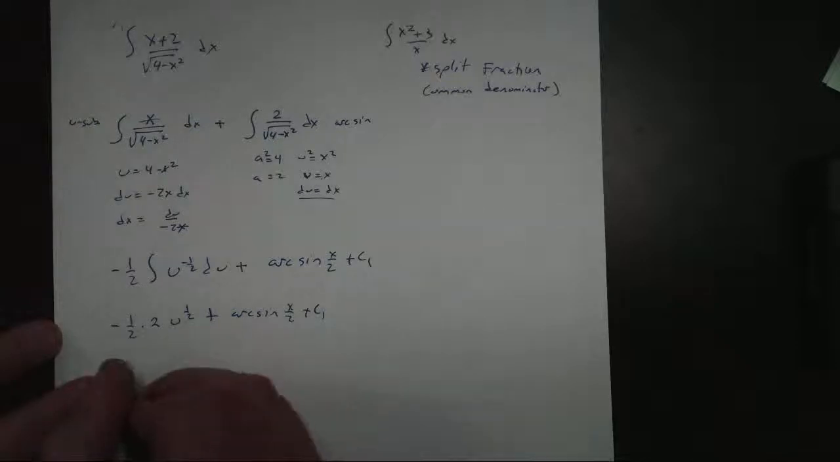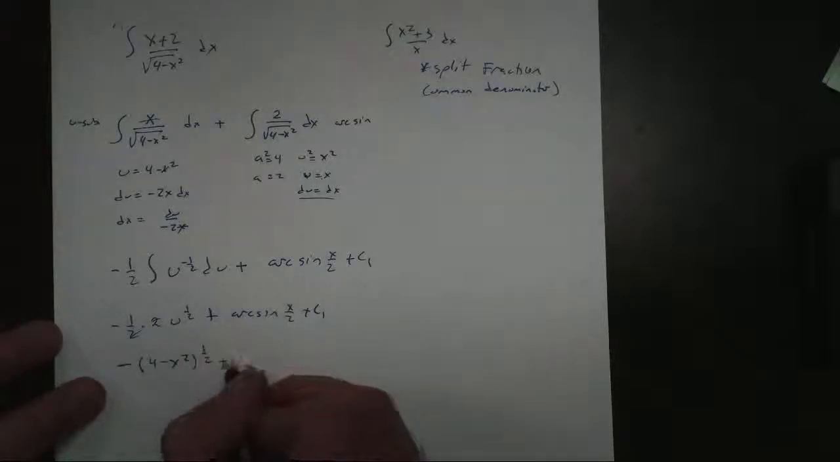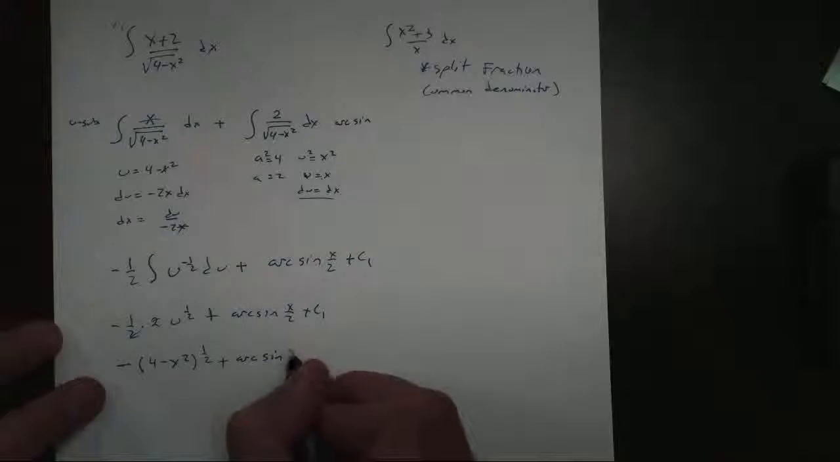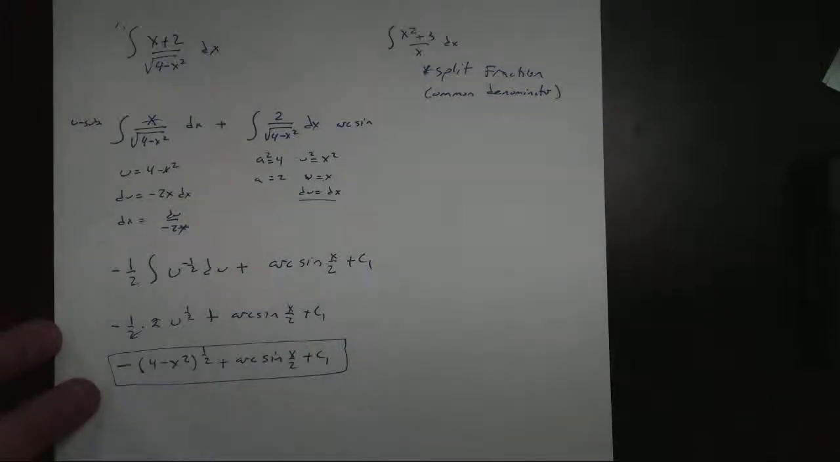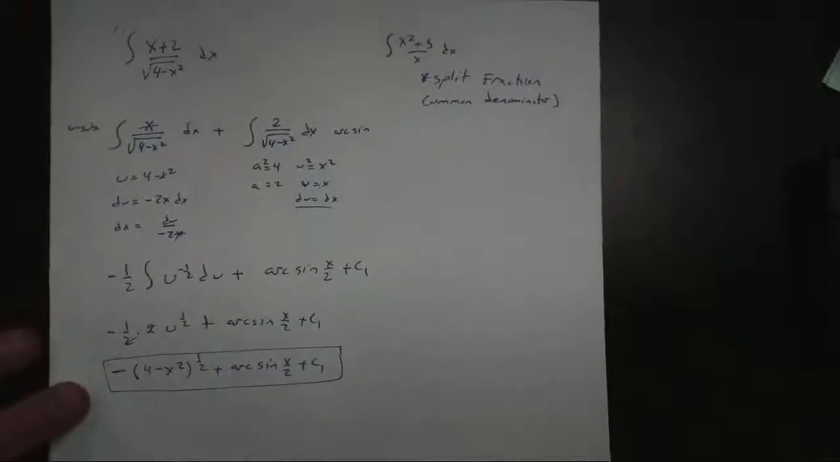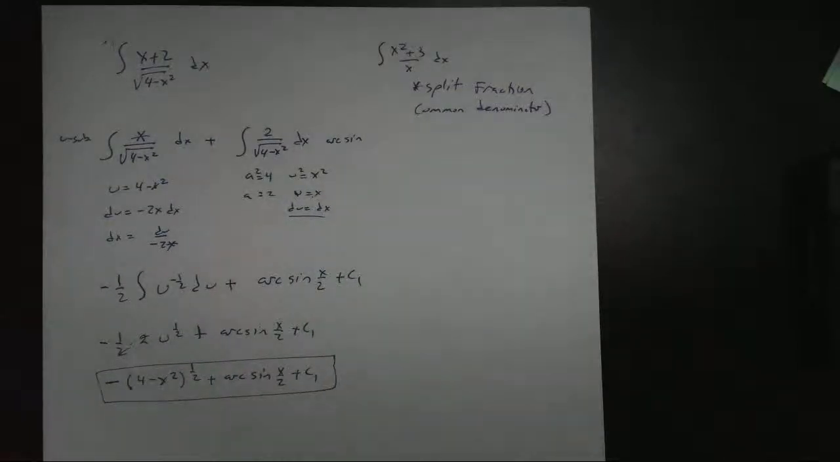And I just replace my u. This becomes negative, and u is, because the 2's cancel, 4 minus x squared to the 1/2 plus the arc sine of x over 2 plus c1. And there's our full antiderivative. So we can do kind of cool things with these. A lot of people tend to like these. They like little puzzles. What can I do?